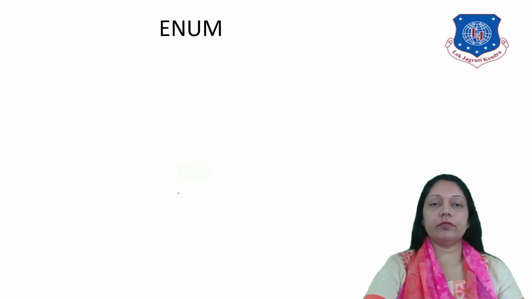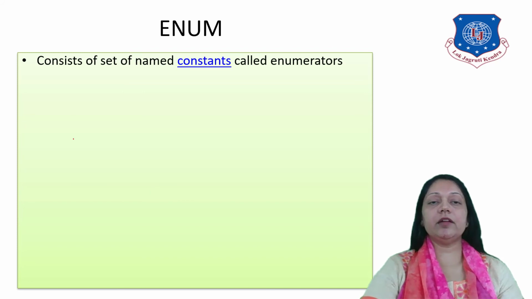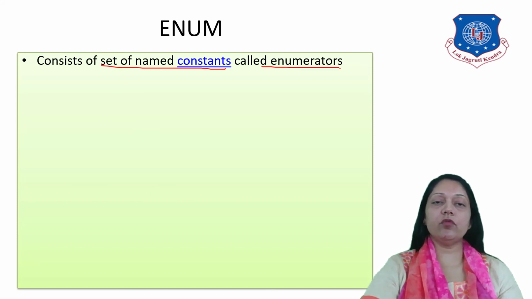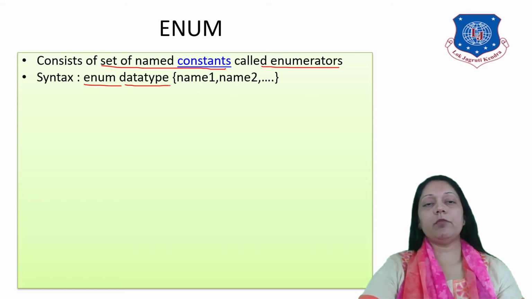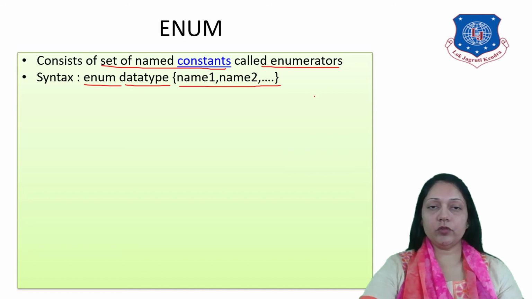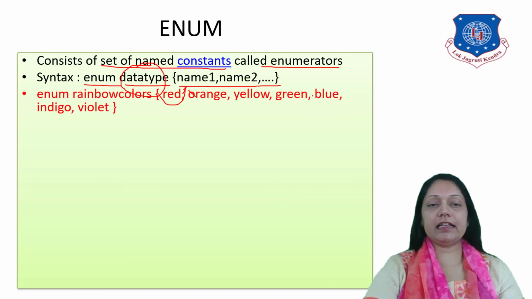Next is enum. So what's enum? Enum is a set of named constants called enumerators. If you have different values or constants, you can give a specific name to these constants using enum. So let's see how to make an enum data type. Enum, give the name of the data type, and in braces you can give named constants, name1, name2. It means that I'm creating a data type which can have all these possible values, name1, name2, name3 and so on. So let's see with an example.